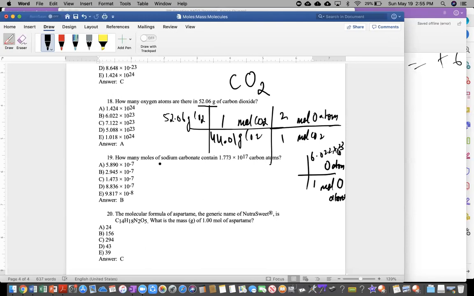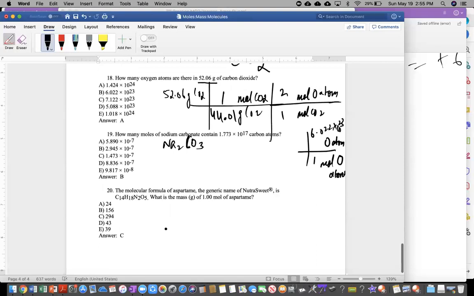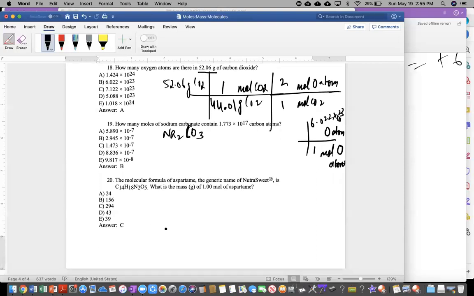Sodium carbonate is Na2CO3. You have to know the formula, otherwise you can't solve this. Even if it's carbon atoms, you do need the formula.